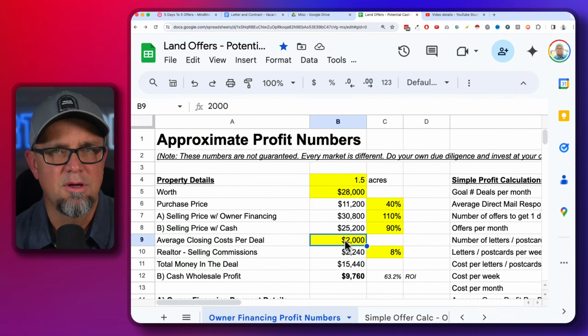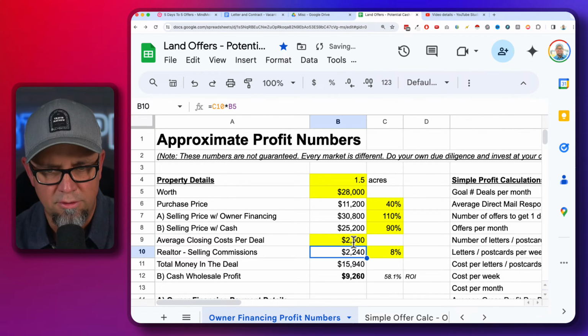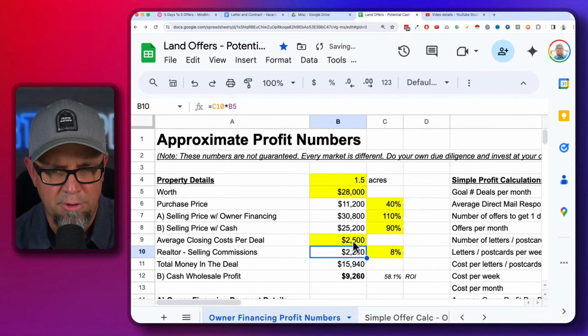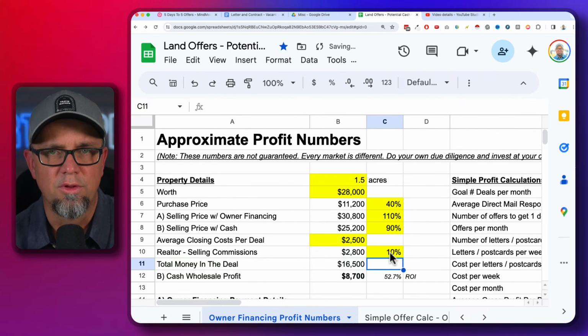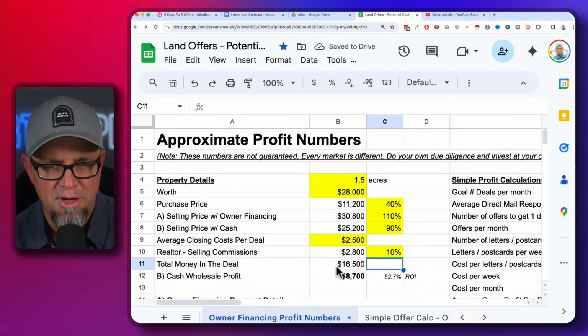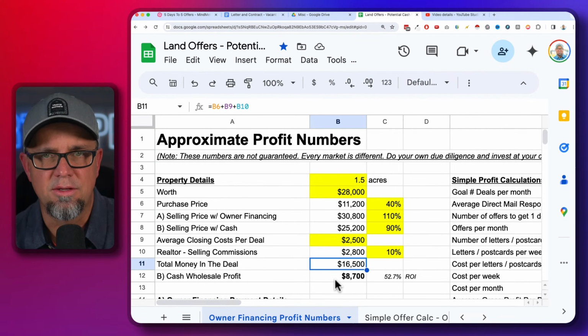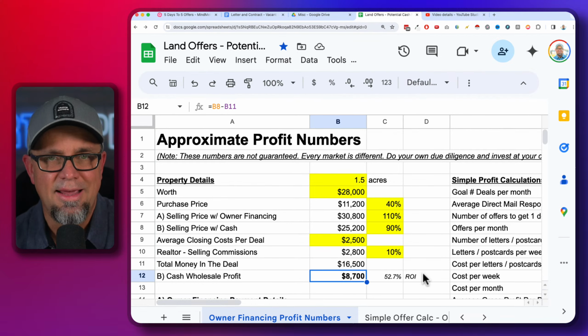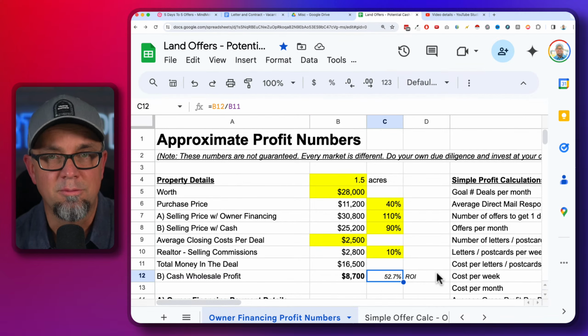Now, my average closing cost, let's say, is $2,000. And let's say 2,500 for closing costs and photography, pictures. I'm going to pay a realtor 10% commissions. I always try to be really generous on my commissions. So my total money into the deal is $16,500. If I wholesale that deal, I'll make net $8,700. Not bad. It's 52% return on my money.